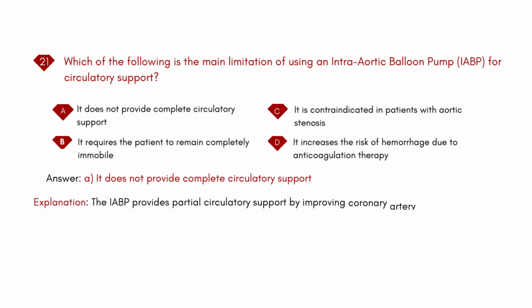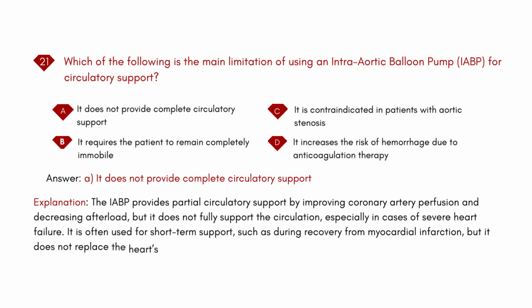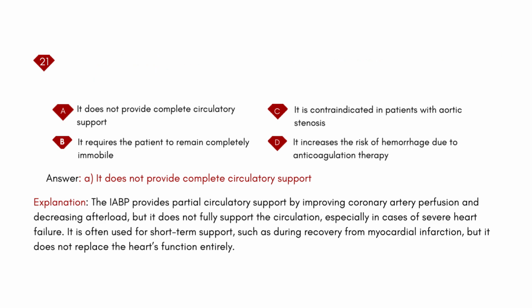Explanation: the IABP provides partial circulatory support by improving coronary artery perfusion and decreasing afterload, but it does not fully support the circulation, especially in cases of severe heart failure. It is often used for short-term support, such as during recovery from myocardial infarction, but it does not replace the heart's function entirely. In patients receiving mechanical circulatory support, which of the following is the most common cause of failure of the mechanical support device?